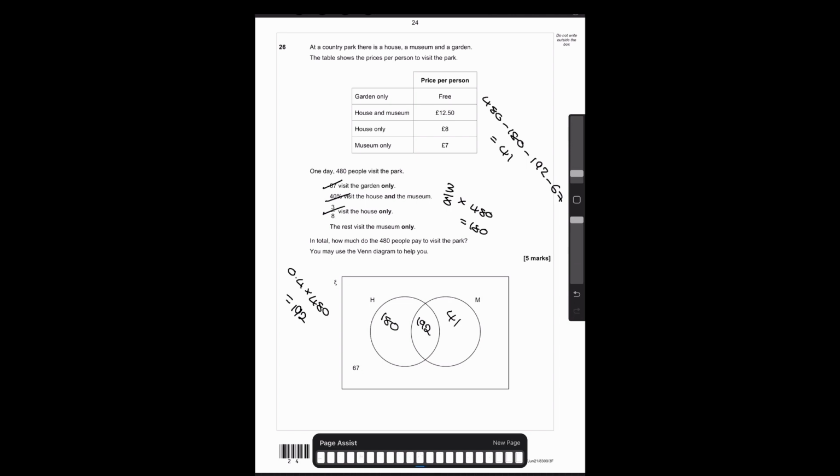192 people visited the house and museum at £12.50 each. So 192 times 12.5 is 2,400. 180 people visited the house, which costs £8 each, so 180 times 8 is 1,440. And 41 people visited the museum only, so 41 times 7 is 287. And if we add them all together, we get a total of £4,127.